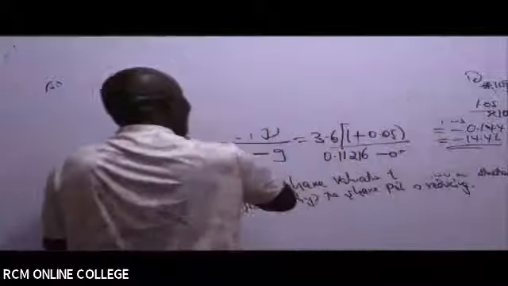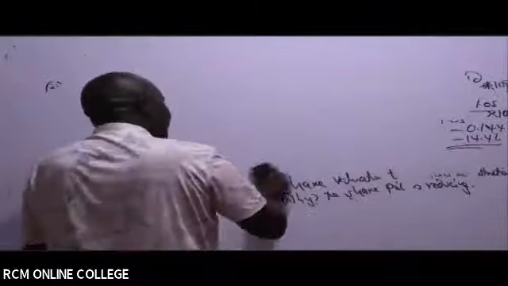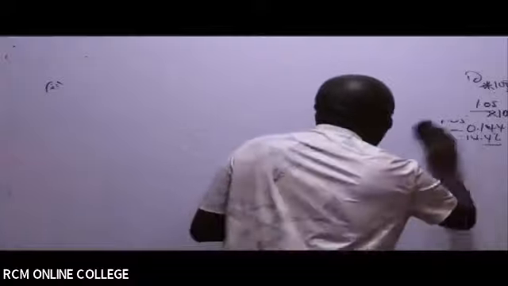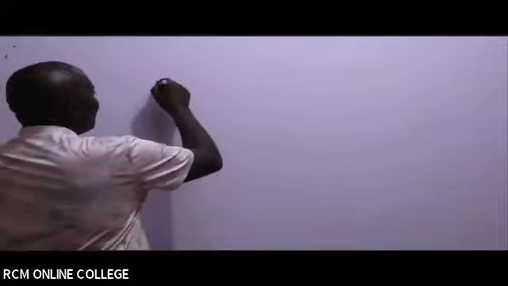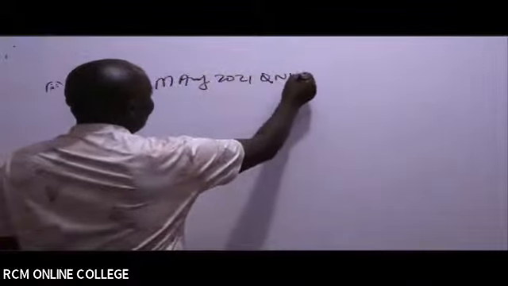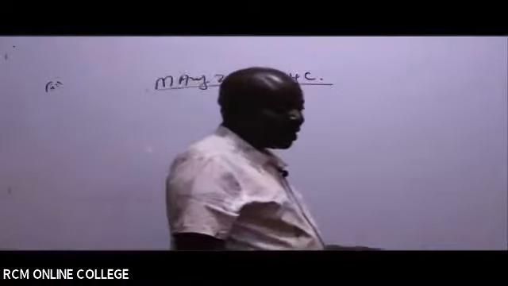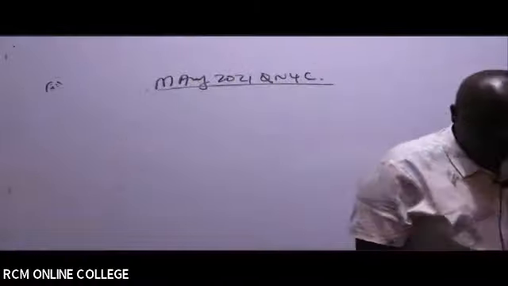I'm using the word absolutely because I know it will be there. Yeah, this is very, very important. We just do one question by ourselves and then that will be it. So this is May 2021 question number 4C. Let's try that question on our own.